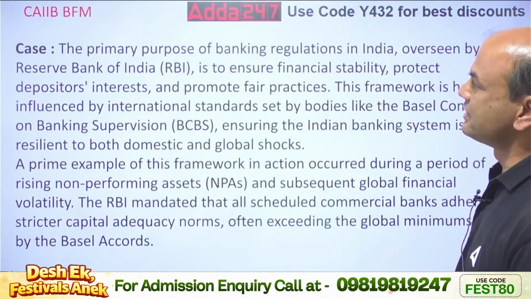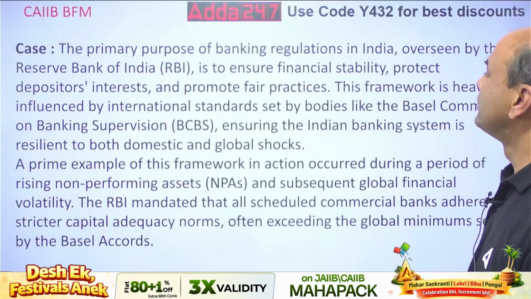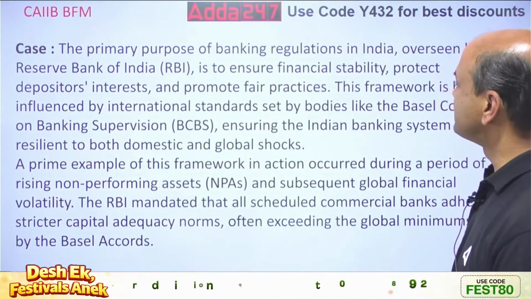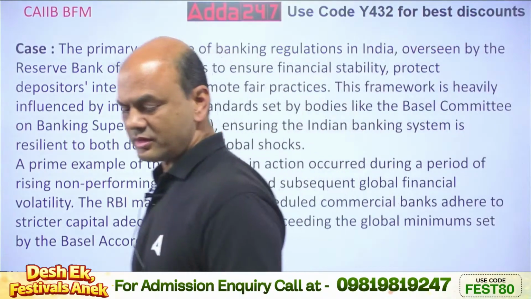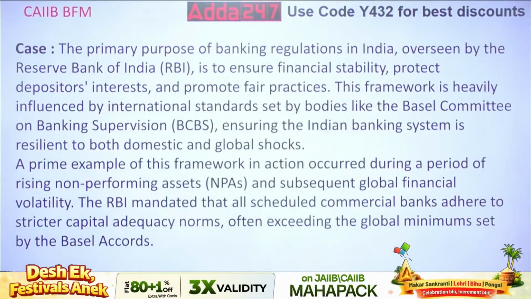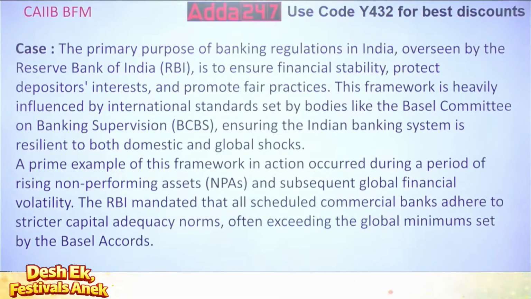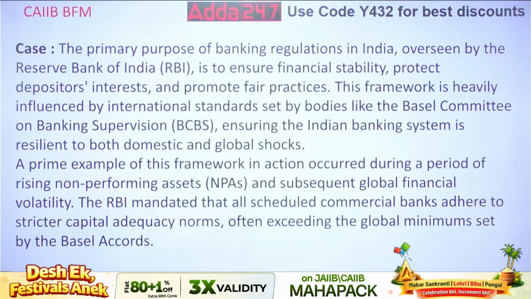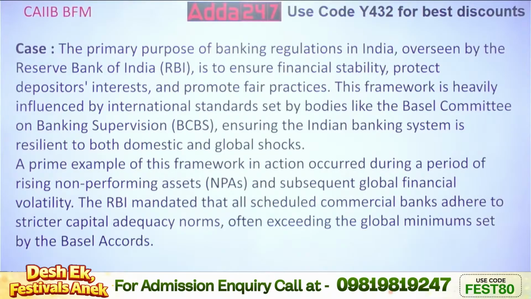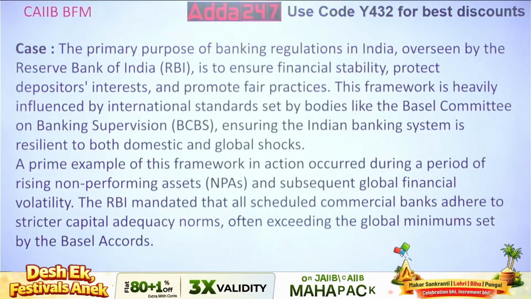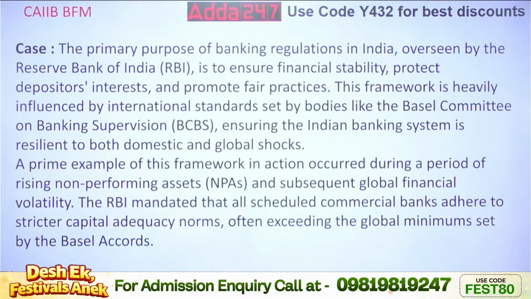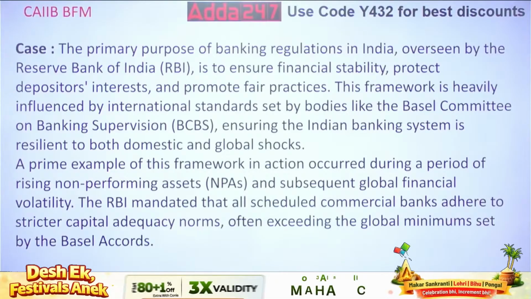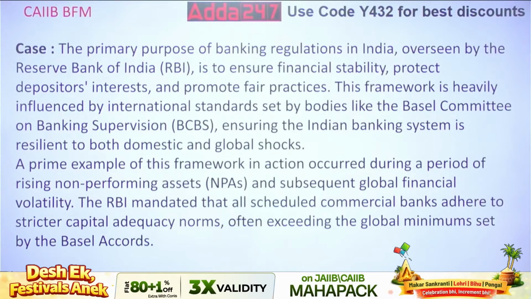Let's see this case. The primary purpose of banking regulations in India, overseen by the Reserve Bank of India, is to ensure financial stability. Why do all these prudential norms of RBI, as well as other things, exist? To ensure financial stability, protect depositors' interest, and promote fair practices. The framework is heavily influenced by international standards set by bodies like the Basel Committee, BCBS, ensuring the Indian banking system is resilient to both domestic and global shocks.